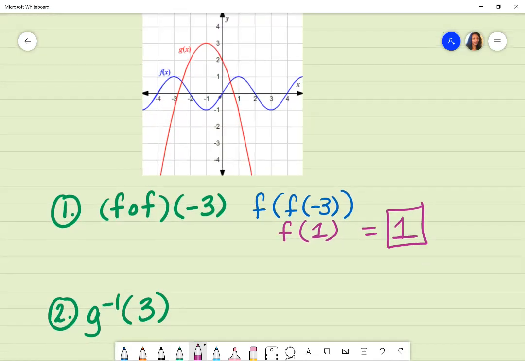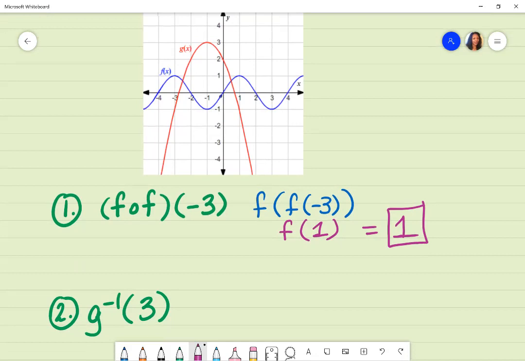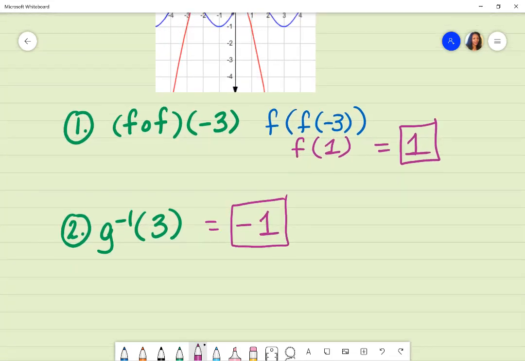Looking at the same graph, this time I'm asked to take the inverse. So g inverse of 3, where y, so the inverse is, instead of being x, is going to be y. So where y is 3, what is my x value? And it's going to be negative 1. So where y is 3, what is my x value when we're talking about the g? And that's it.